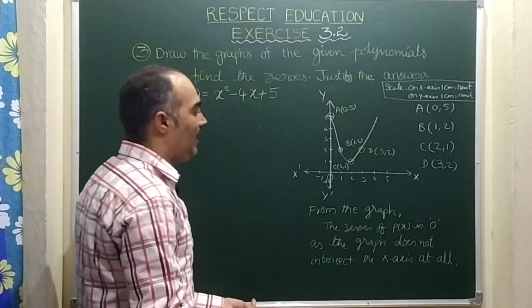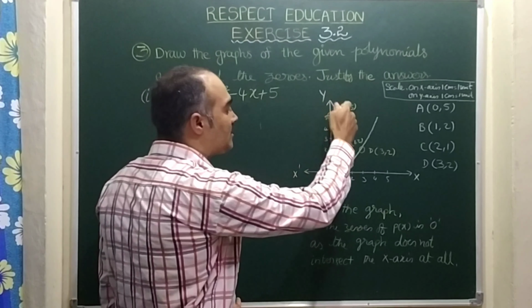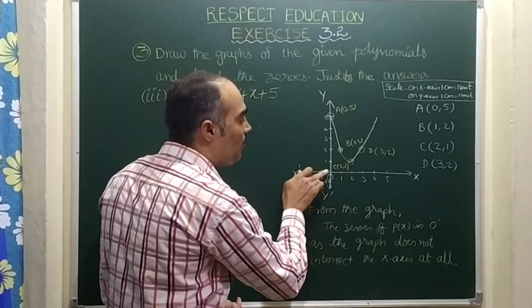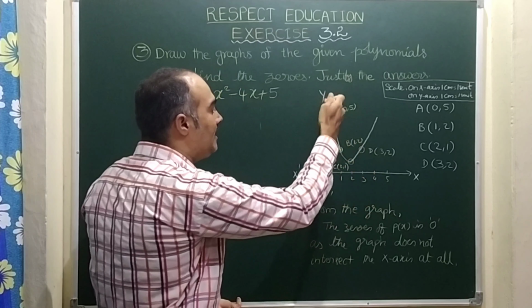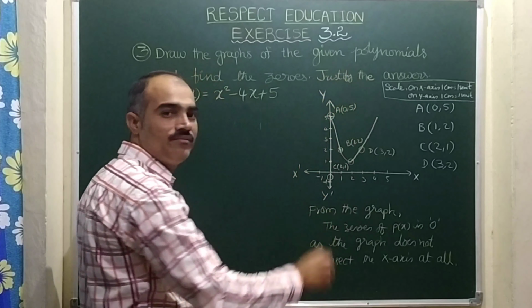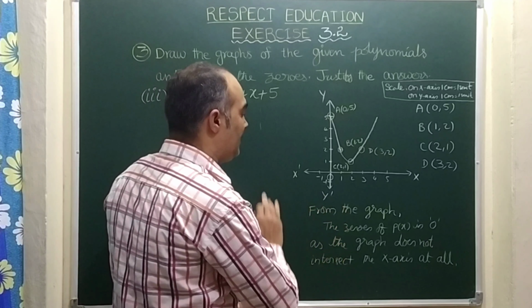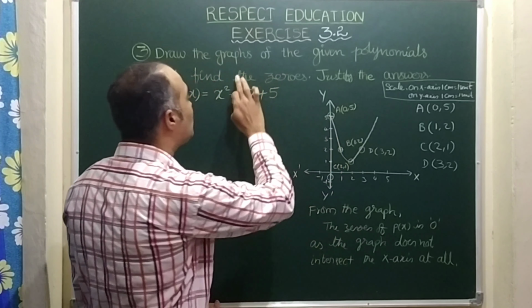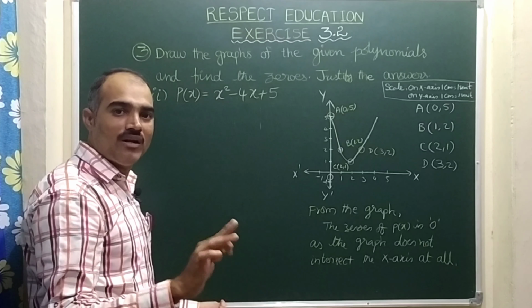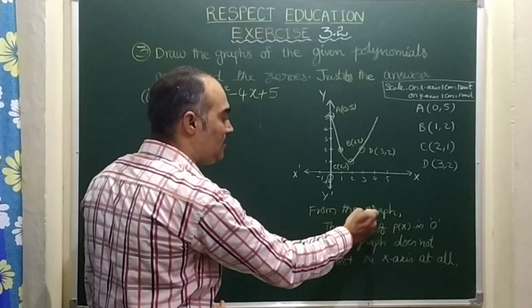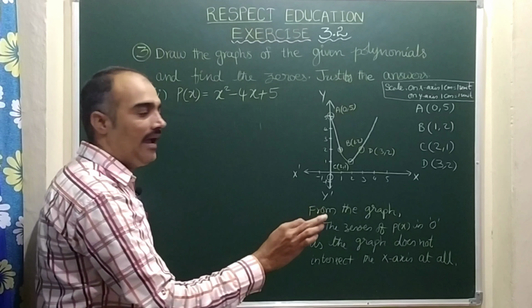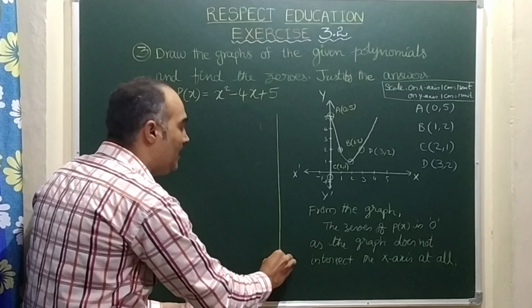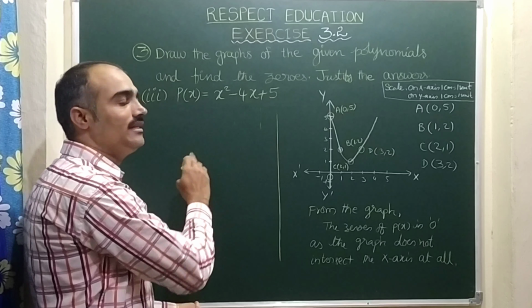So here, as the graph does not intersect x-axis, without intersecting x-axis only, the graph has taken a turning. So here, in this case, the given polynomial has no zeros. If there are zeros, then we need to find the zeros, then we need to do justification. As here there are no zeros, nothing is here to do justification.